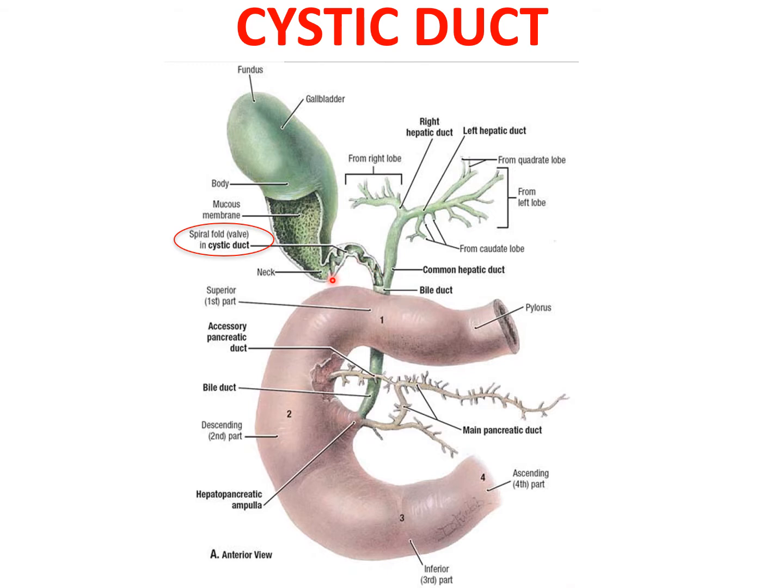So the cystic duct is approximately 3 to 4 cm long. It begins at the neck of the gallbladder, runs downward, backward and to the left, and ends by joining with the common hepatic duct at an acute angle to form the bile duct.